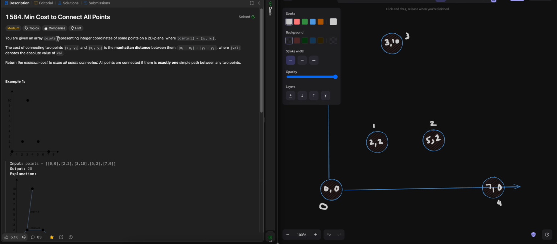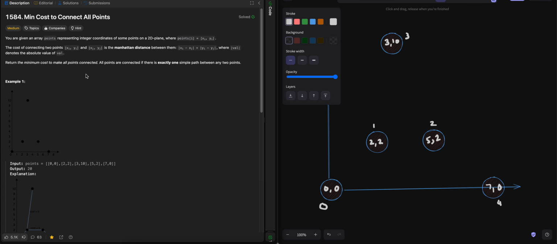So you are given an array points representing integer coordinates of some points on a 2D plane, where points[i] is equal to xi comma yi. So basically we have been given an array which contains coordinates, and these would represent coordinates on a 2D plane. They have been given in the form where points[i] represents the x and the y coordinate. The cost of connecting two points xi yi and xj yj is the Manhattan distance between them.